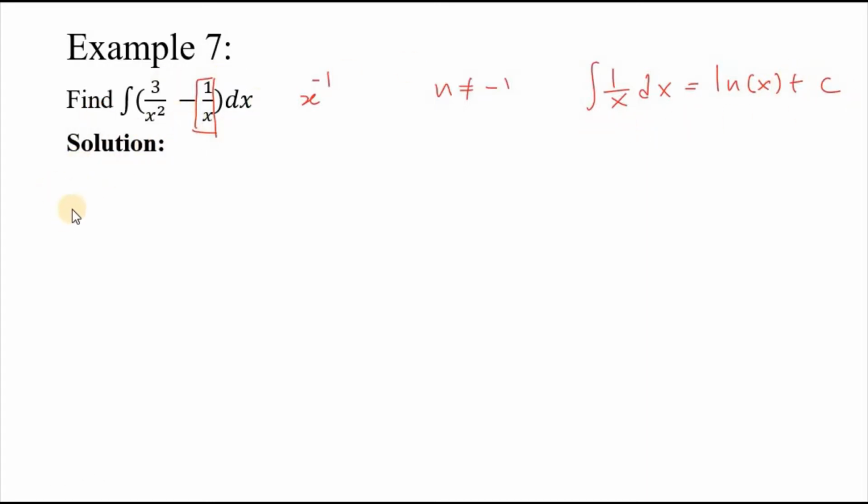So to find this integral, this is equal to, the 3 can come out, and that will be the integral of x to the negative 2 dx.